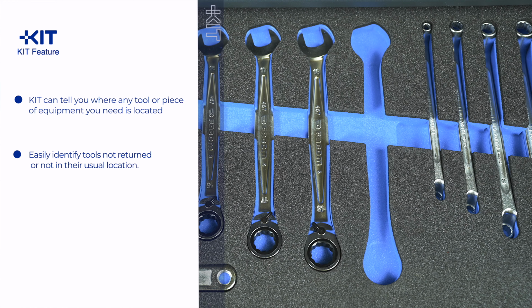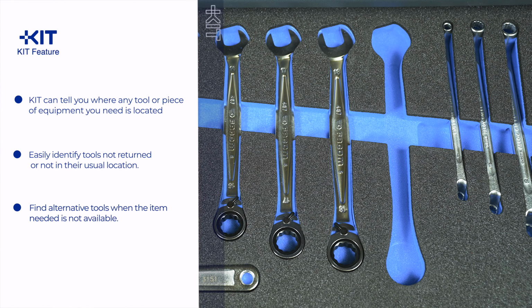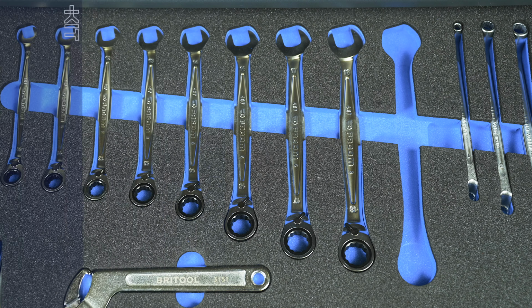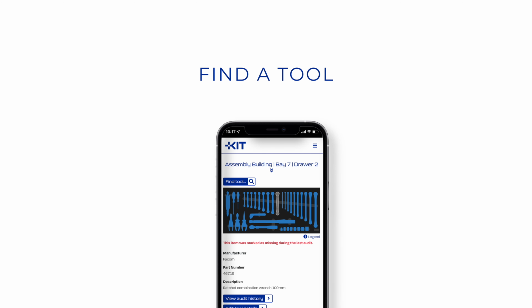It can help identify unreturned tools or equipment, and it can even help find an alternative if the item needed is not in its usual location. Let's start with how to locate a tool or piece of equipment.